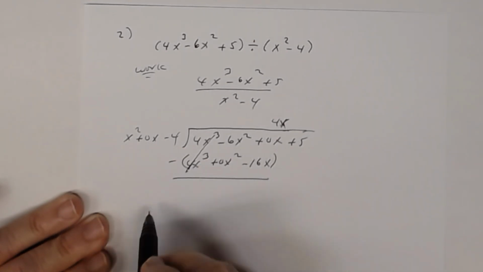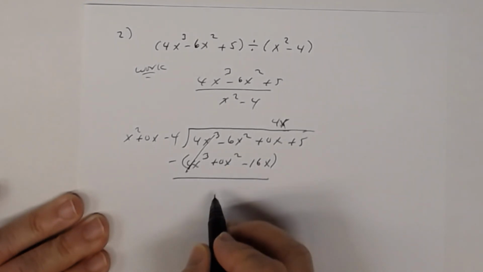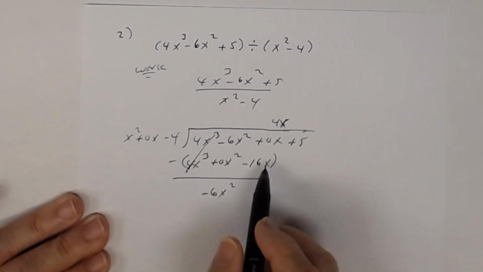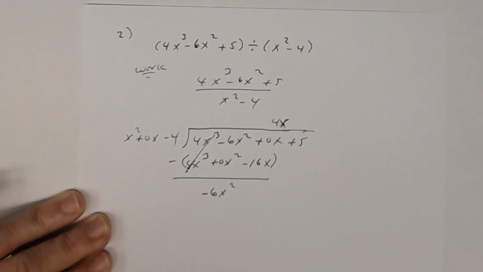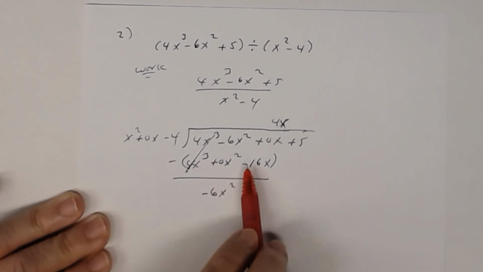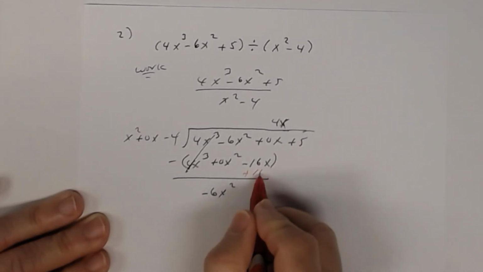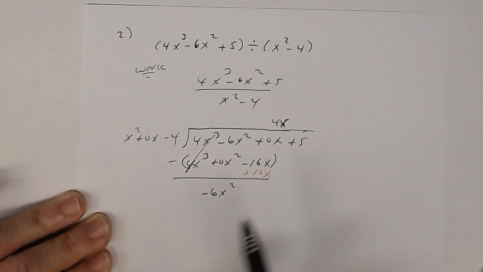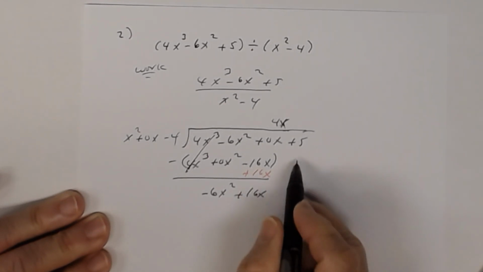4x cubed minus itself is 0. A negative 6x squared minus 0x squared is a negative 6x squared. 0x subtract a negative 16x. So remember, if you need to think about it differently, subtracting a negative 16x, or taking the opposite of a negative 16x, is adding a 16x. So 0x plus 16x is 16x. And then we bring down the next term.